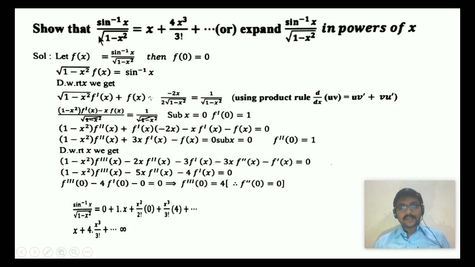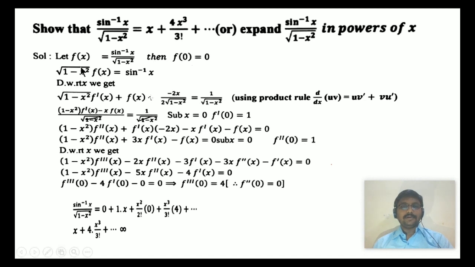Problem: show that sin inverse x by root of 1 minus x square is x plus 4x cube by 3 factorial plus and so on, or expand sin inverse x by root of 1 minus x square in powers of x. In powers of x means we have to use Maclaurin's series or Taylor series about x equal to 0. Given function, let it be f of x, that is f of x be sin inverse x by root of 1 minus x square. Now we have to compute the functional values at the point 0, because we have to compute the Taylor series about x equal to 0.